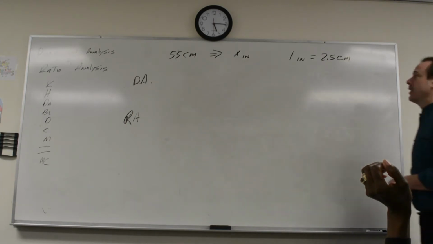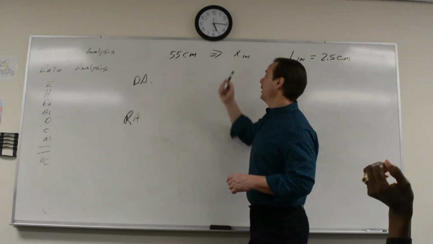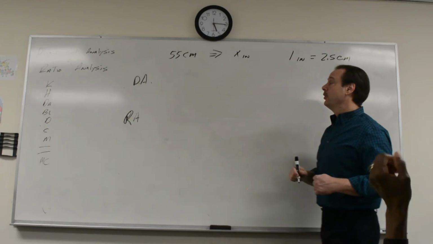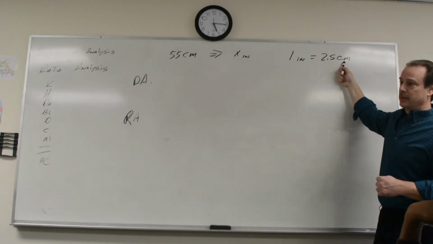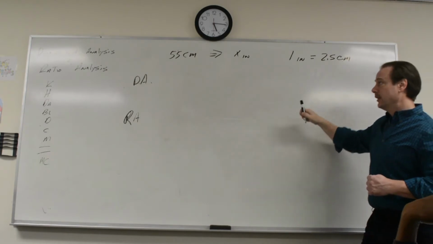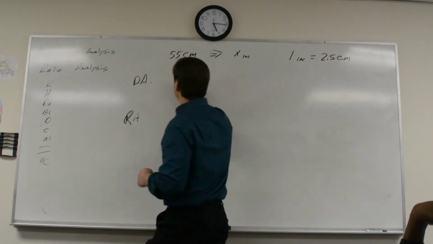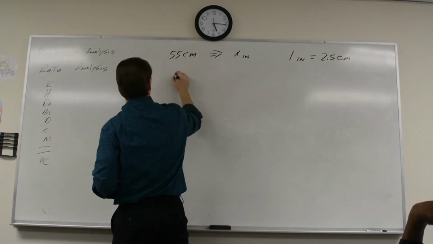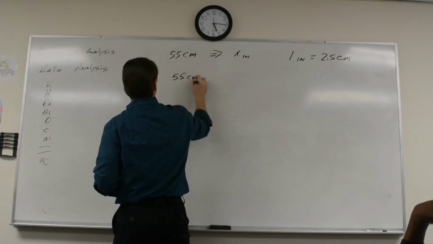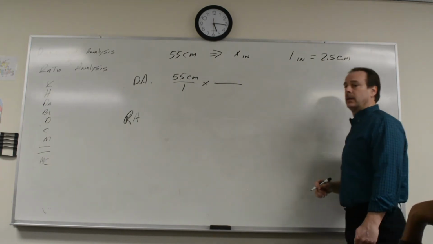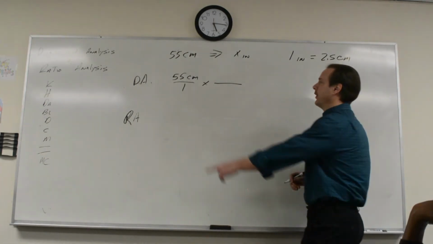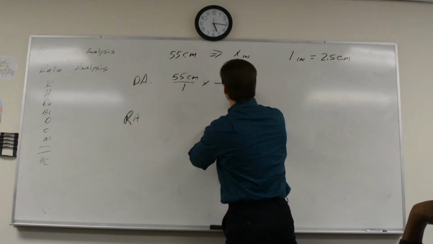All right, in this case, we want to convert centimeters to inches. We do have a conversion here. 1 inch equals 2.5 centimeters. So that's our conversion. For dimensional analysis, we're going to start out with our 55 centimeters. We put that in our numerator over 1 times. The thing we should do immediately is, if we have centimeters here, we need centimeters here, so put cm here.